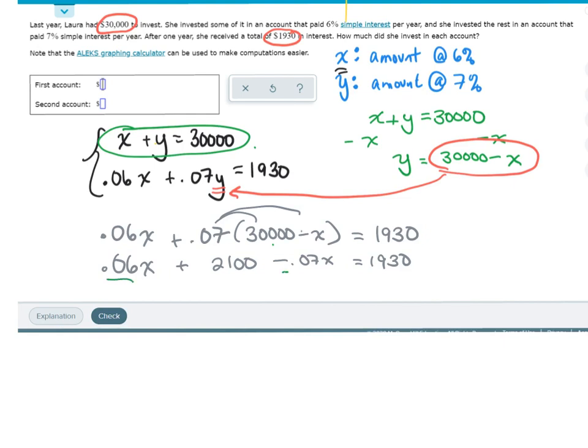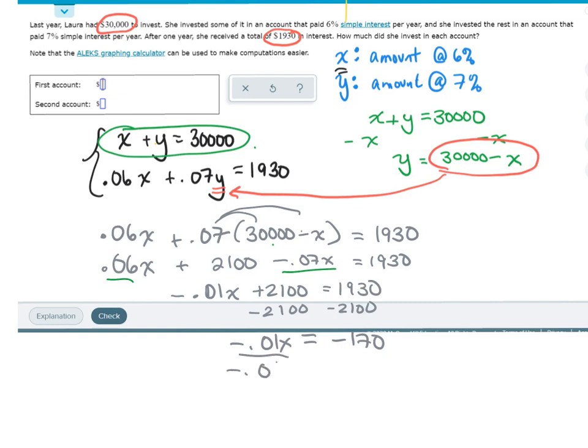Well, now you see that there are two terms with x on the same side. So I could simply use your calculator, whatever you want to use. 0.06 minus 0.07 is negative 0.01x plus 2,100 equals 1930. So they are on the same side, so I just put them together. I'll move the 2,100 to the other side to try to get the x by itself. So 1930 minus 2,100 is negative 170 equals negative 0.01x.